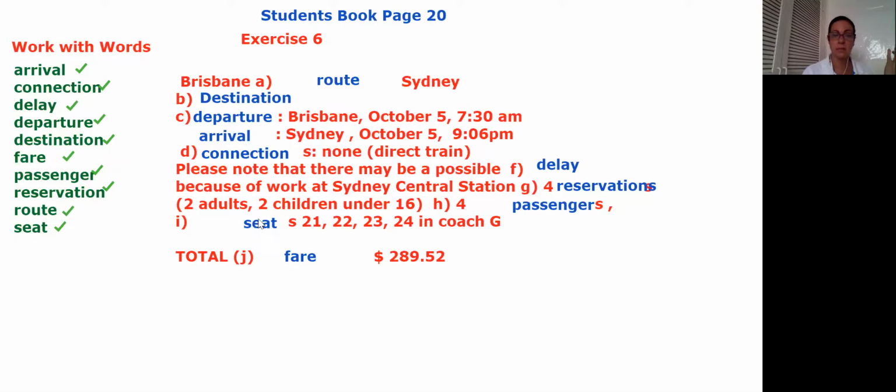The seats assigned, the same as in the plane. You use seat, you have a number, your seat is 21A, you know, if you are in the plane. So this one is 21, 22, 23, 24 in coach G. In the plane you have first class, economy class, and so forth. Fare, that's how much you're going to pay. That's the same thing for anyone. The total fare is so much. That's the amount, okay, the cost. So this is what you work with when we work with vocabulary for an online ticket with travel words.